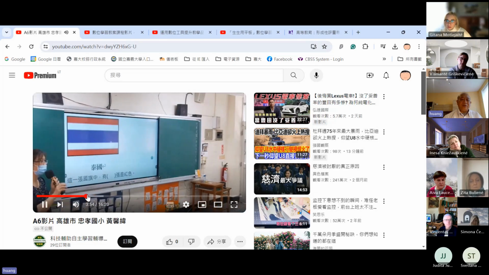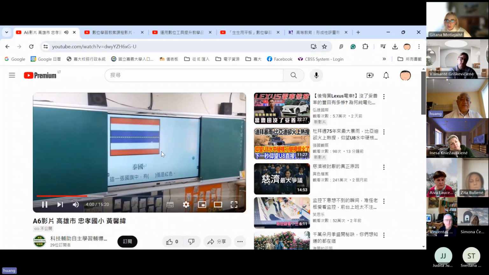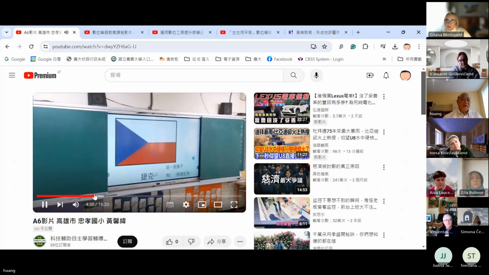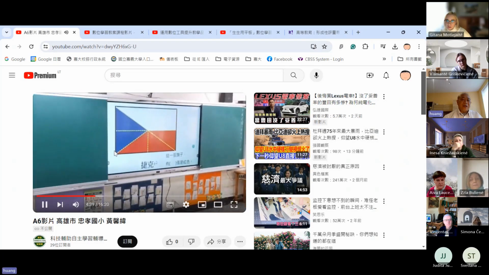Okay, the next one is Thailand. And this one, red color, what proportion? It is probably two of six, so one third. And let's check. It's quite not easy to guess the red color. Okay, this red color is a triangle. So the teacher just demonstrates you have to cut it into triangles. So how many triangles here? So you can guess the ratio of the red color.